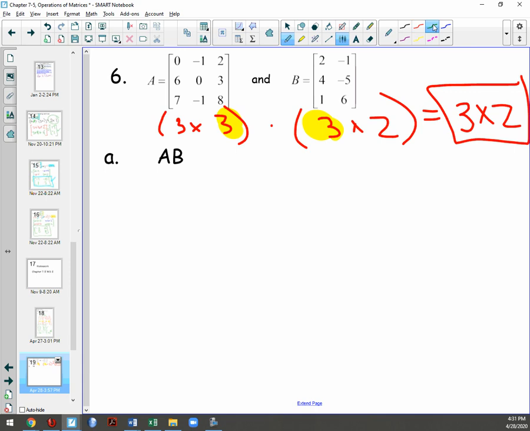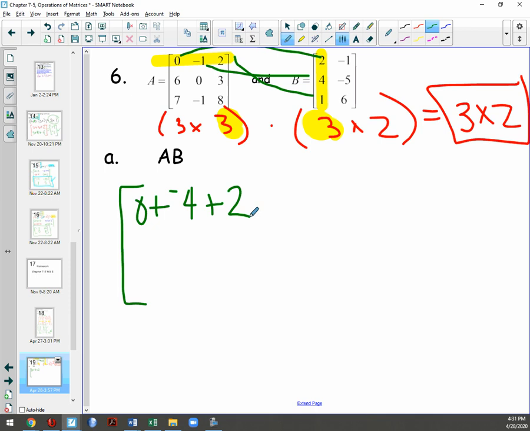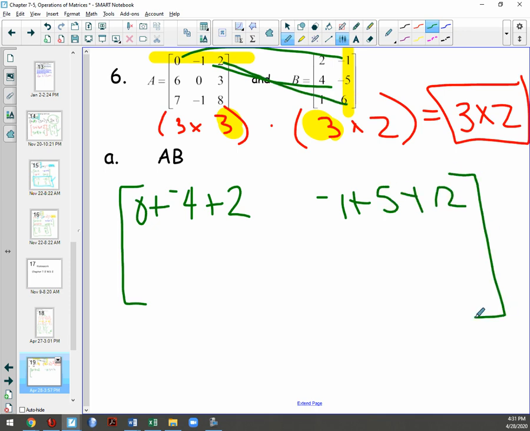I have these matrices that I have to write down. So I'm going to have row 1, column 1. So 0 times 2 is 0, plus -1 times 4 is -4, plus 2 times 1, which is going to be 2. So that is row 1, column 1 together. So now I'm going to erase that. I'm going to do row 1 and column 2 this time. So if I do that, I'm going to have 0 times -1, which is -1, plus -1 times -5, which is 5, 2 times 6, which is 12. So now I've done all of row 1. So now I need to do row 2. So I'm going to erase this. I'm going to do the procedure all over again.